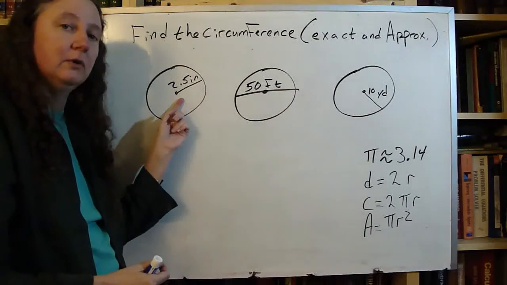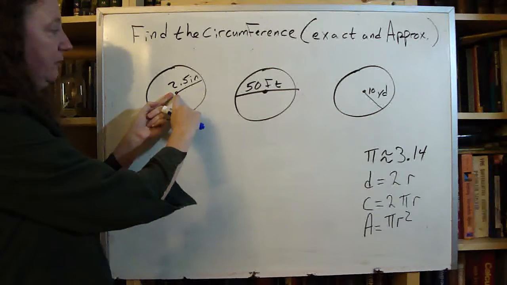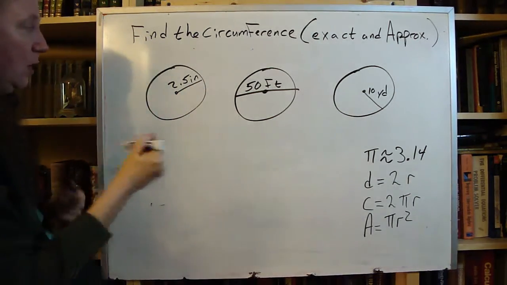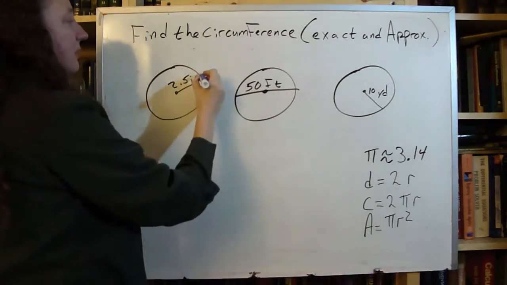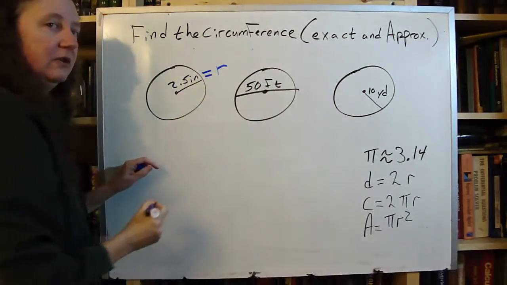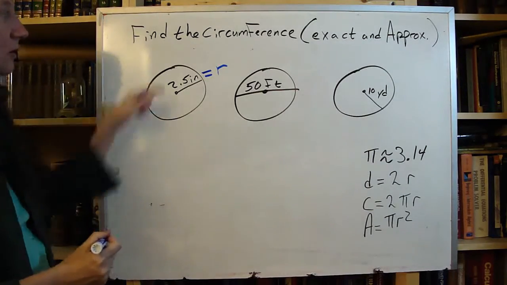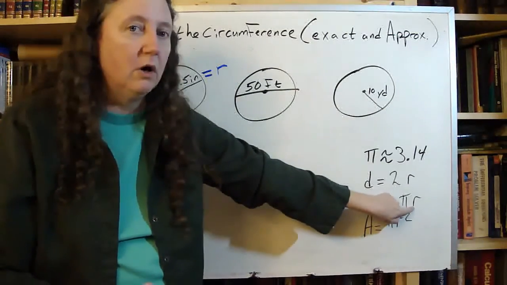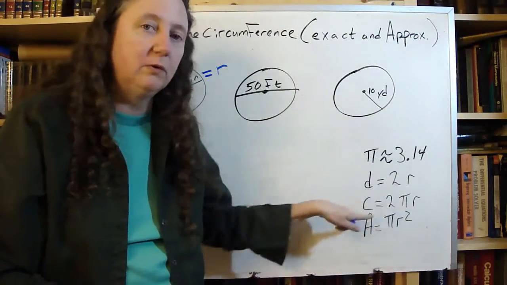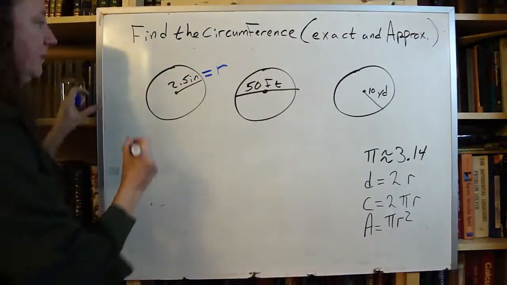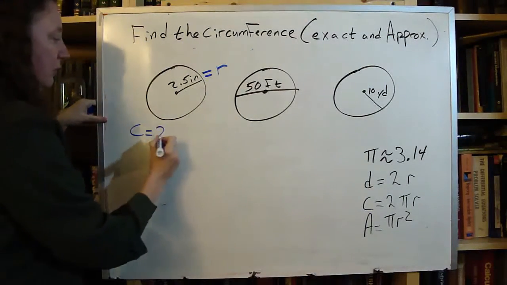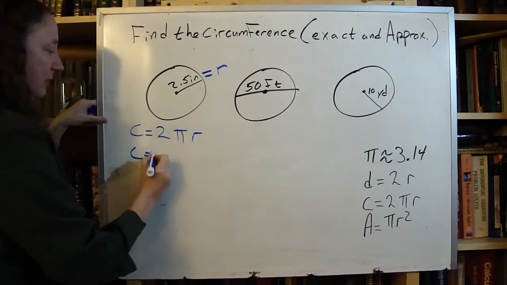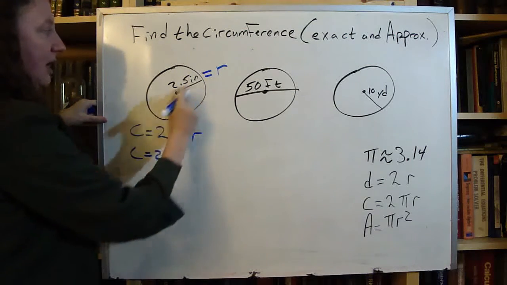So looking at this circle, we have the line that goes from the center to the edge. Told you to memorize what that means. That is telling us that this is our radius. So if we want to find the circumference, we already know what r is. So we can just use this formula exactly as it is given to us. Circumference is 2 times pi times r. Circumference is 2 times pi times 2.5.